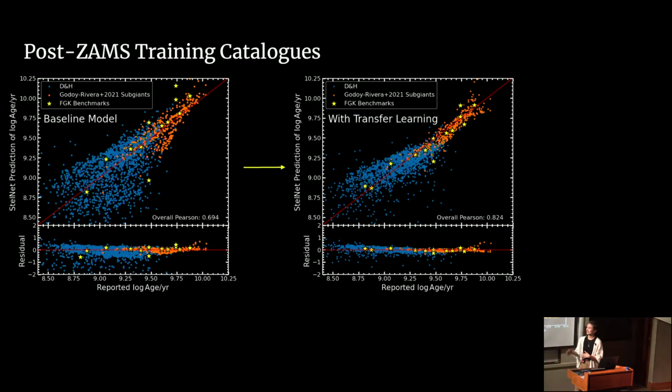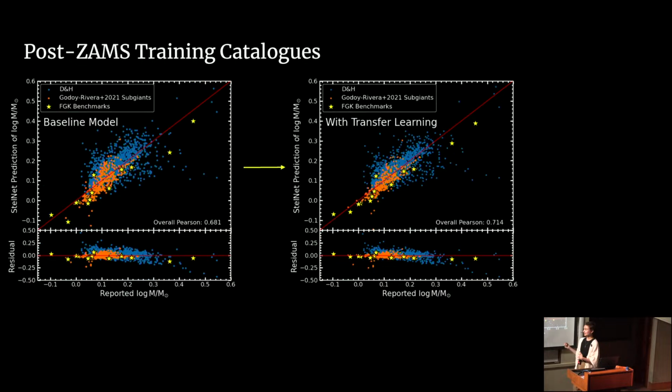And the one on the right side is after we've done transfer learning with subsets of each of these training catalogs. So in the bottom panels, you can see the residuals in the predicted and true values, and we can see that after transfer learning, the residuals have decreased, which is great. That means StelNet is learning. Additionally, we computed a Pearson correlation coefficient, which is just a metric of how well the two parameters follow a linear relationship, where values closer to 1 indicate better correlations. And we can see that after transfer learning, the predicted and true ages are better correlated.